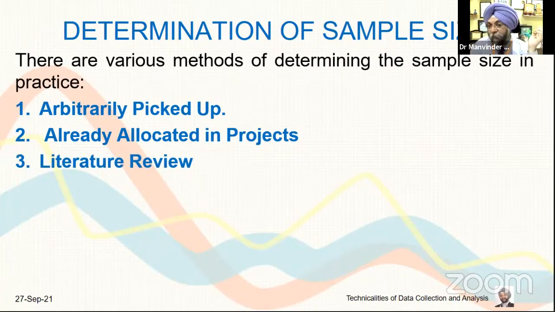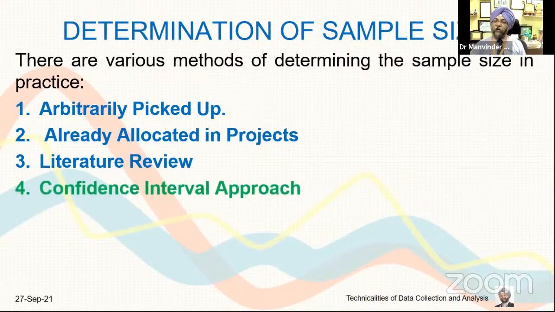Third is the literature review, that is, how other researchers have decided the sample. If they have decided in that way, I will also take the same thing. This is also an equally good approach, but one should be able to justify it. Finally, and the most important, is the confidence interval approach, which we will be learning. It is the most commonly used approach, and the basis on which people in the literature reviews have also determined the sample. It is determining the sample on the basis of the confidence interval, and it also covers your inferential statistics.